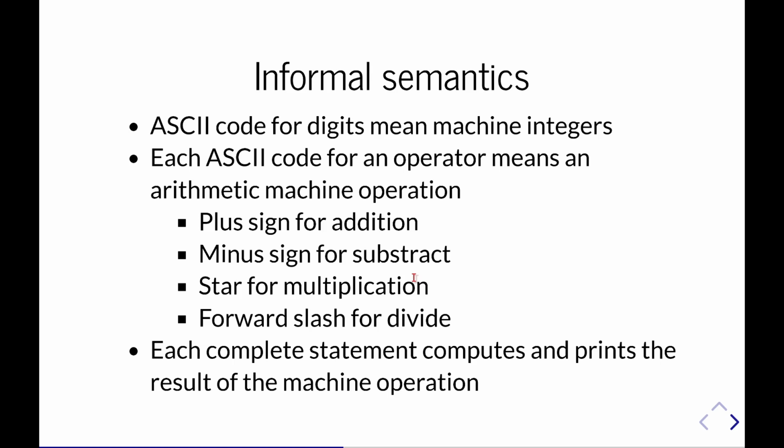So this probably seems obvious, right? These are the conventional ASCII codes we use. But when we write our compiler, there's nothing helping us to automatically figure out that a minus sign should mean subtraction. It's our compiler that's going to be implementing that semantics, implementing the meaning of those symbols. And finally, each complete statement computes the result and prints it to console using printf. All right, questions about the semantics of our compiler? So pretty straightforward, right?